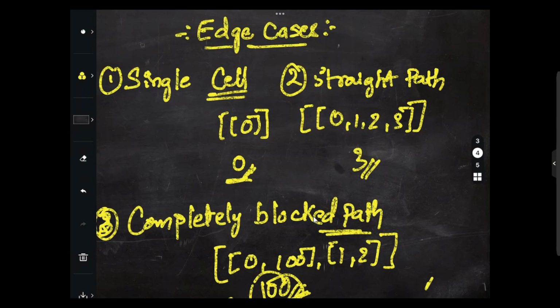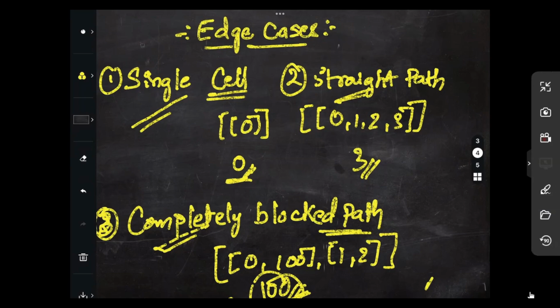I hope all the edge cases are clear here. The first edge case was a single cell, the second was a straight path, and the third was a completely blocked path. So next, let's start writing the code.